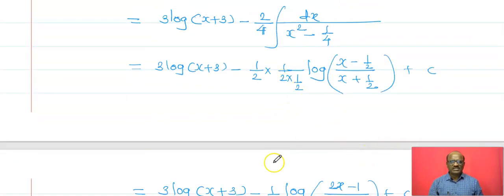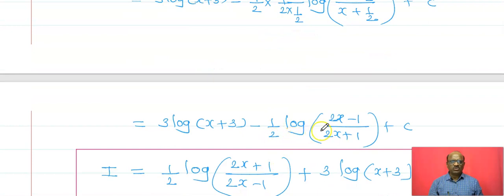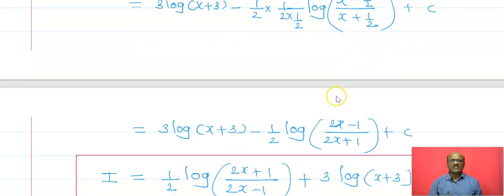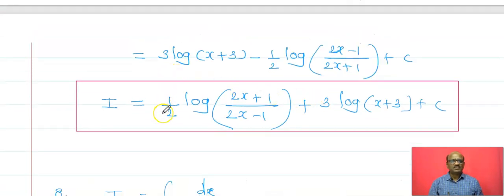Simplify, these 2 get cancelled, you will get overall 1 upon 2 log of (2x minus 1) upon (2x plus 1) plus c. If we simplify this, you will get (2x minus 1 upon 2) upon (2x plus 1 upon 2), that 2 gets cancelled, and overall you will get the answer. What is the answer? I is equal to 1 upon 2 log of (2x plus 1) upon (2x minus 1). Now you will ask where is the minus sign? We have changed it by using the property of log, 2x plus 1 is here upon 2x minus 1 here. Therefore the negative sign is absorbed. Plus 3 times log of x plus 3 plus c.